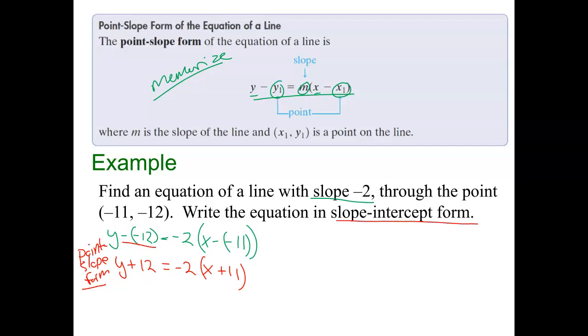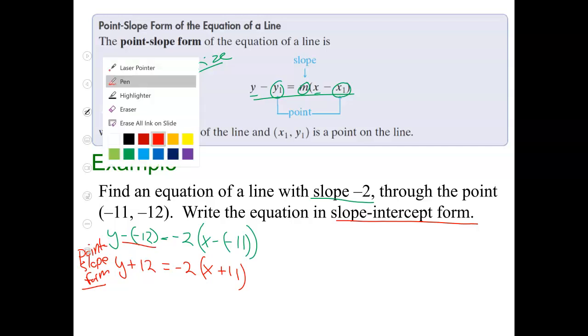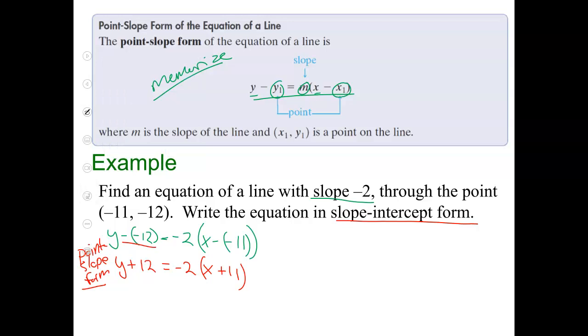So what is the big thing about slope intercept form? What does it look like? I get y equals mx plus b. The important thing to note about that is y is by itself. Get y by itself. So now we can distribute, so we can clean that up. Okay? Because we want to end up in y equals mx plus b, but again, y is by itself. So we distribute y plus 12, negative 2x minus 22.